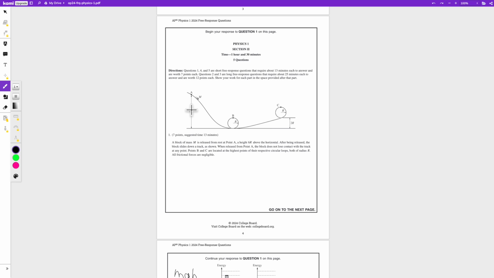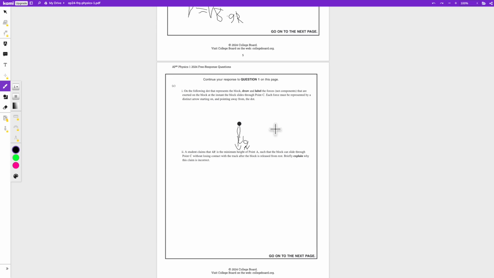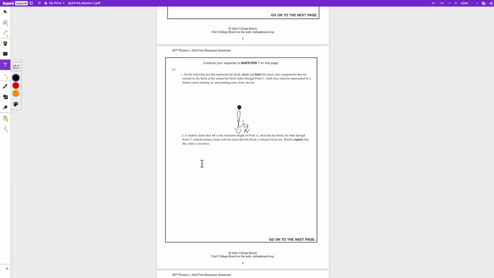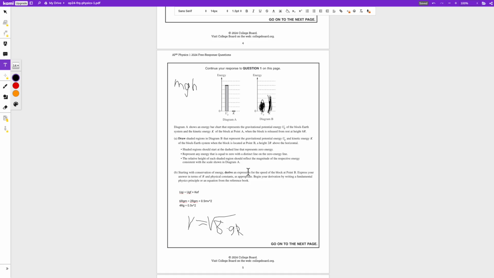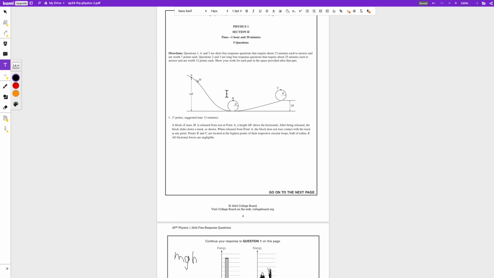The student is saying that I can start at 4a and still be able to pass point C. Well, let's see if that's true or not by using conservation of energy. We're starting at a height of 4r, and we're ending at a height of 4r. Starting with the same height and ending with the same height must mean that we have the same gravitational potential energy at both heights.